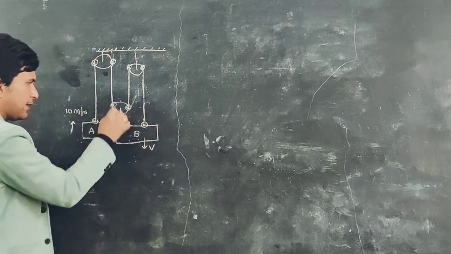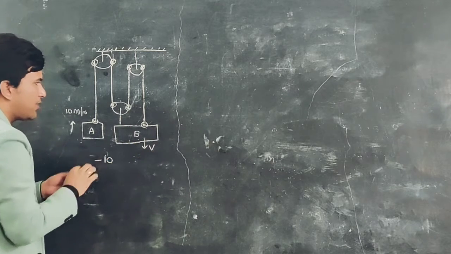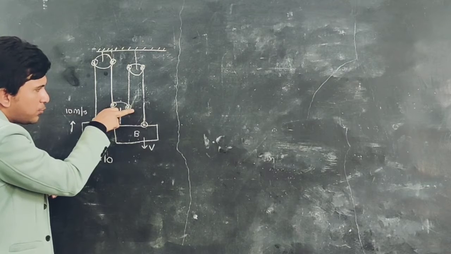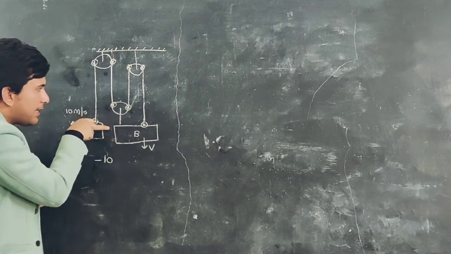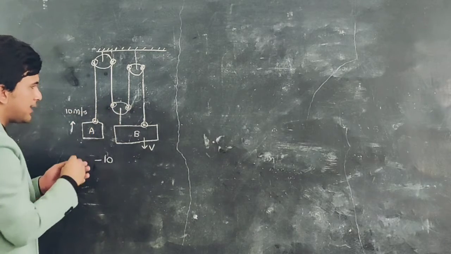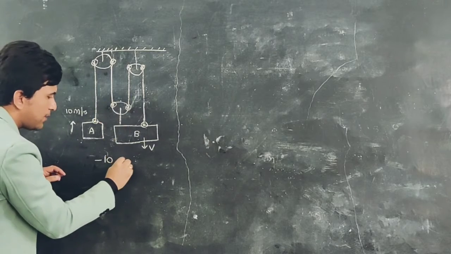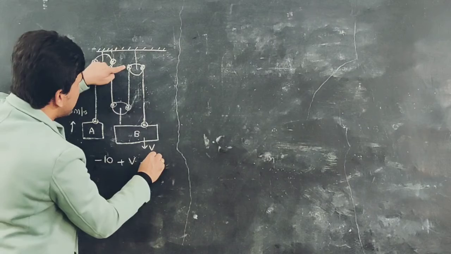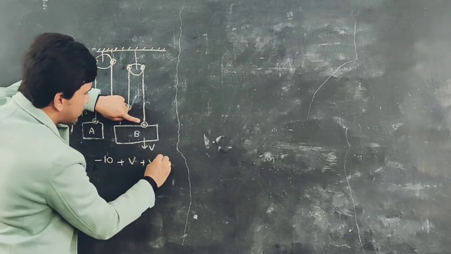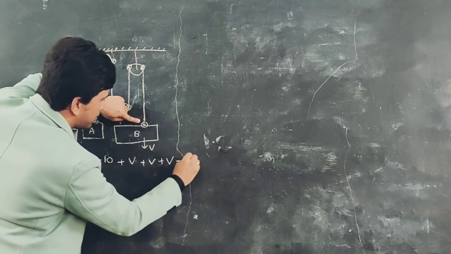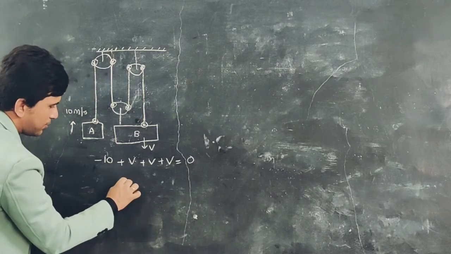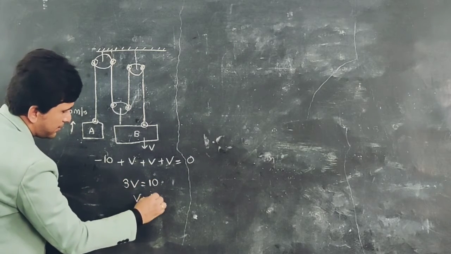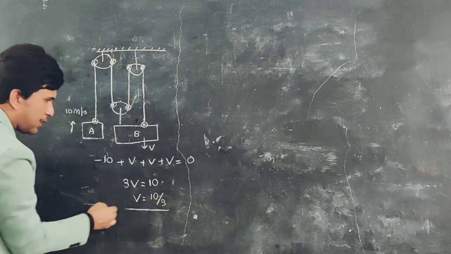You can keep anything. Now when this block is trying to move down with v, this point is also trying to move down with v. This point is also trying to move down with v. This is trying to increase, this is also trying to increase. So this one plus v. I am ignoring all zeros. This one is also plus v. 0, 0 and this one again plus v. The sum should be equal to 0, which gives 3v equal to 10, and v is equal to 10 by 3. This is the answer and we got the correct answer.